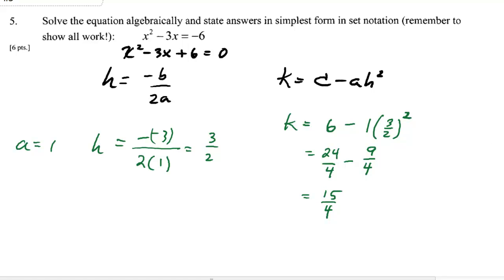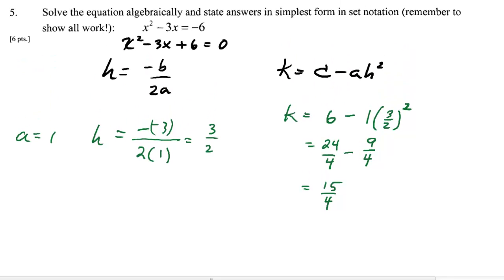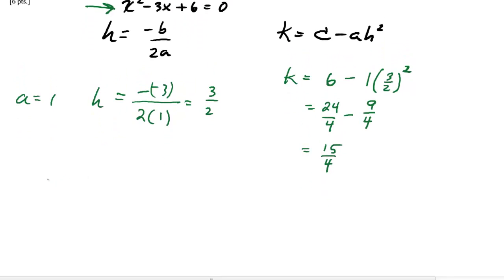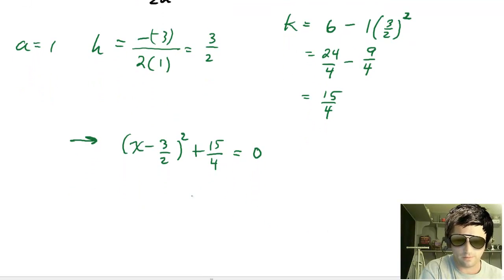But you're like, wait a second, we got negative 15 over 4 last time. Well, we did. But remember, we're converting something that's in this form into this form down here. 1 times (x minus 3/2) squared plus 15 over 4 equals 0. Do we need the 1? Not really. So let's get rid of that. But there you go. If you move the 15 over 4 to the other side, you'll have your negative 15 over 4 that you were looking for.